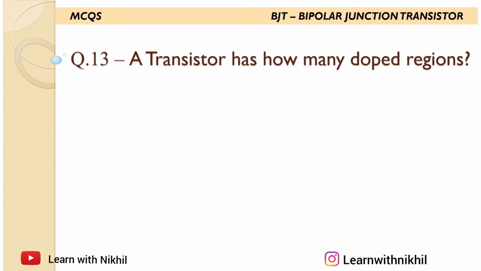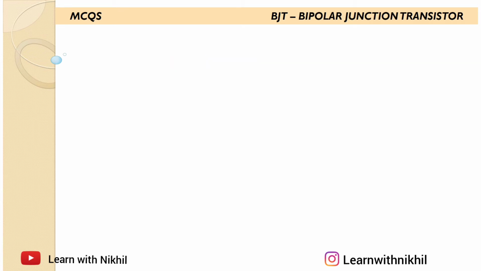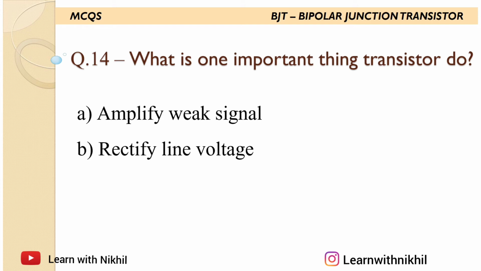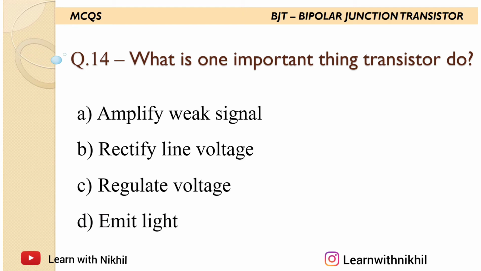Next question. A transistor has how many doped regions? A, 1; B, 2; C, 3; or D, 4. A transistor has 2 PN junctions and 3 doped regions, that is NPN or PNP. Next question. What is one important thing a transistor does? A, amplify weak signal; B, rectify line voltage; C, regulate voltage; or D, emit light. And the answer is amplify weak signal.